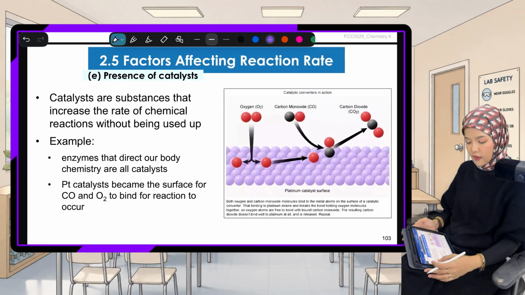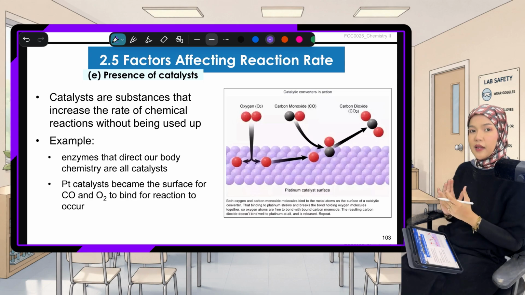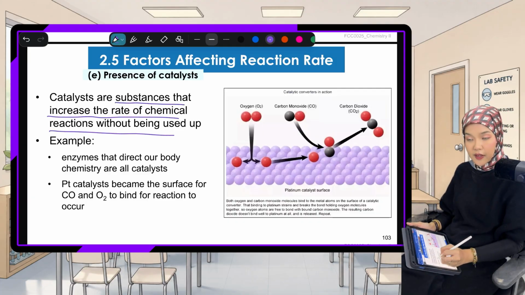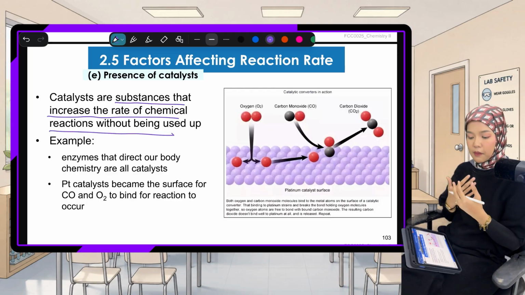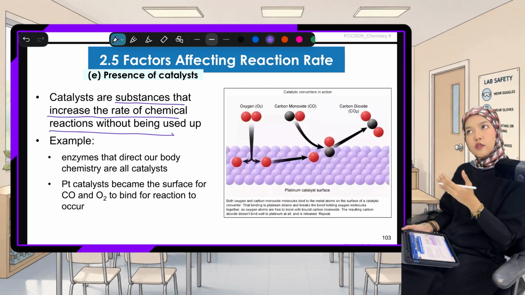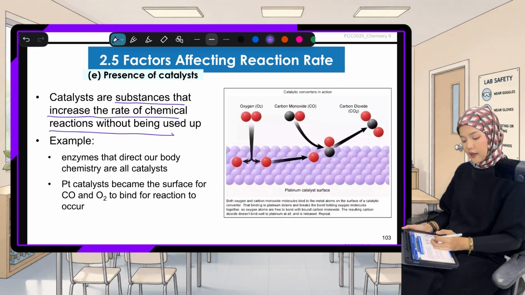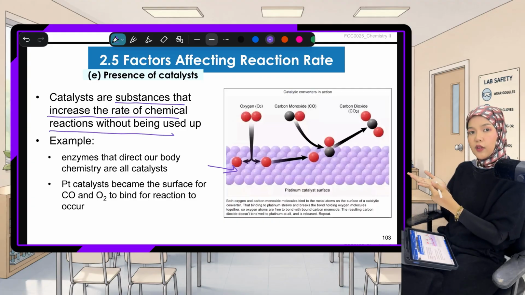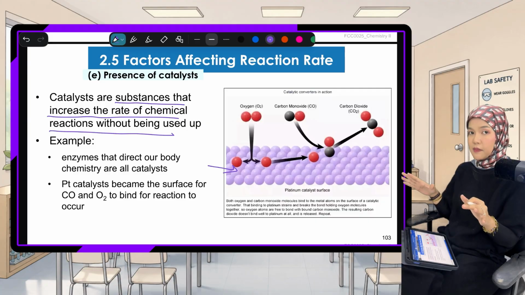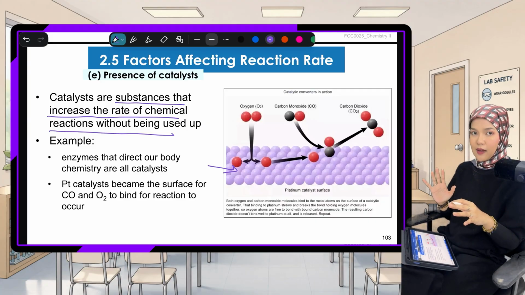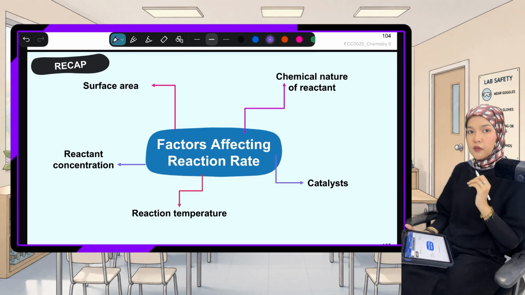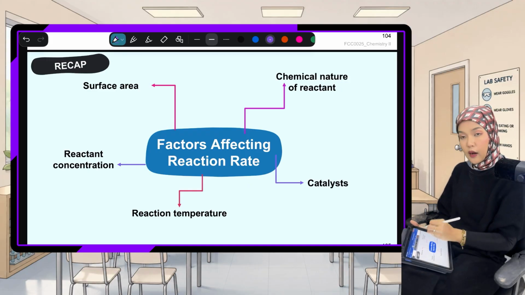Alright. So the last one is the presence of catalyst. We are going to look into the catalyst later. So what is a catalyst? Catalysts are substances that increase the rate of chemical reaction without being used up. Examples of catalysts are enzymes, or you can also have metal catalysts. Like this, this is the catalyst. Catalysts just serve as a surface for the reaction to occur, but they do not participate in the reaction and they are not being used up. So, in total, there are 5 factors that affect the reaction rate. We are going to look into this part by part in our modules.